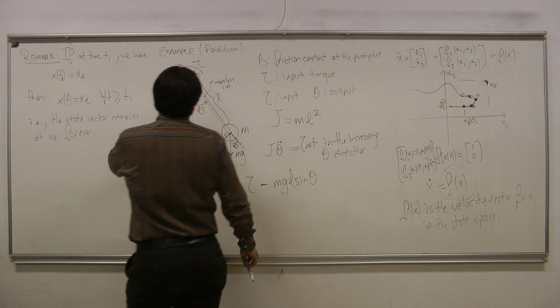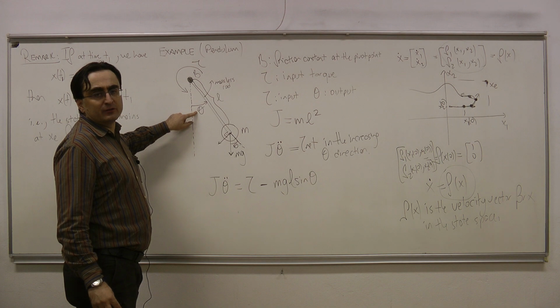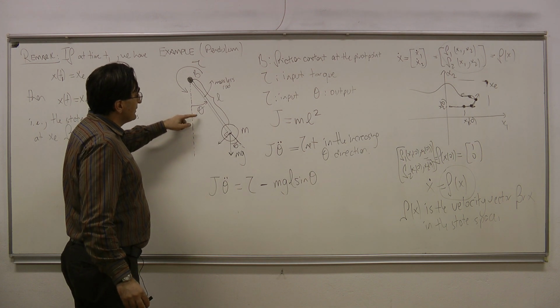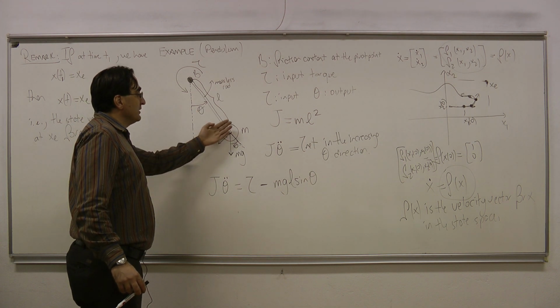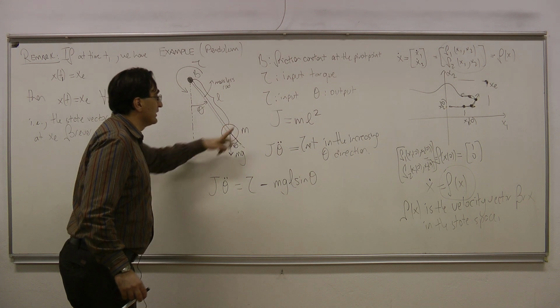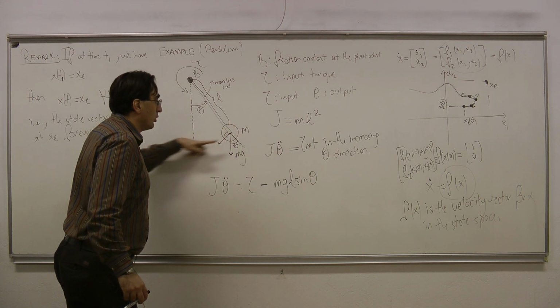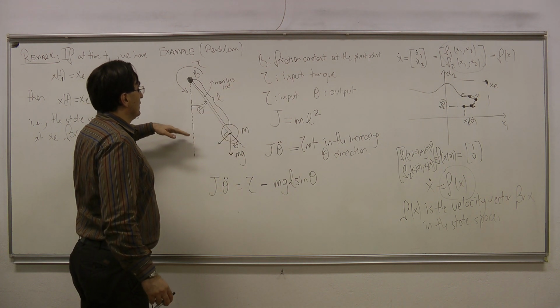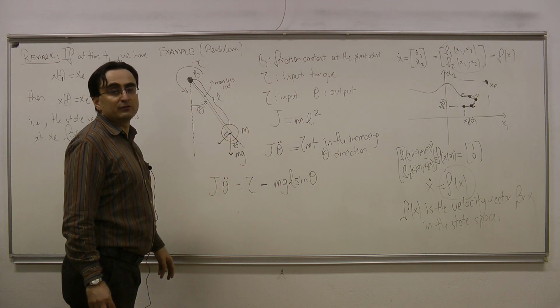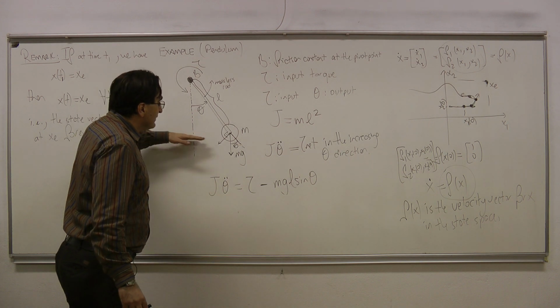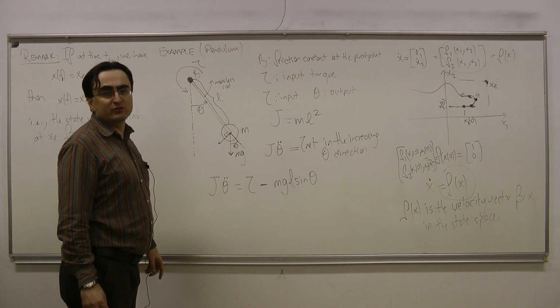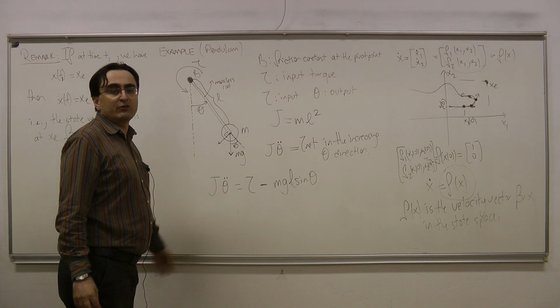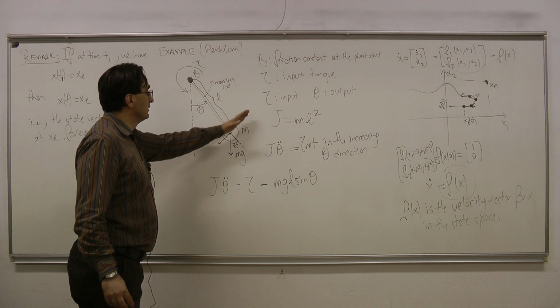So when theta dot is positive, that means that this pendulum is moving in that direction, towards the right. So it is rotating in the counterclockwise direction. In that case, when theta dot is positive, what do you think the direction of the friction torque would be?